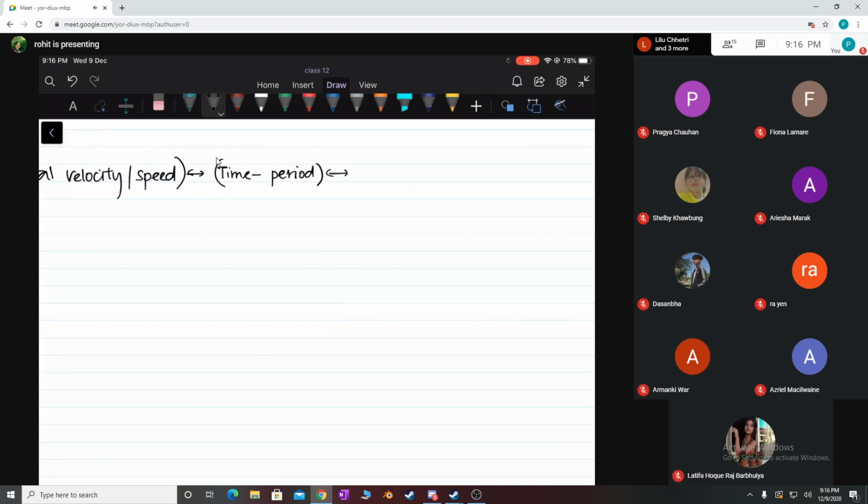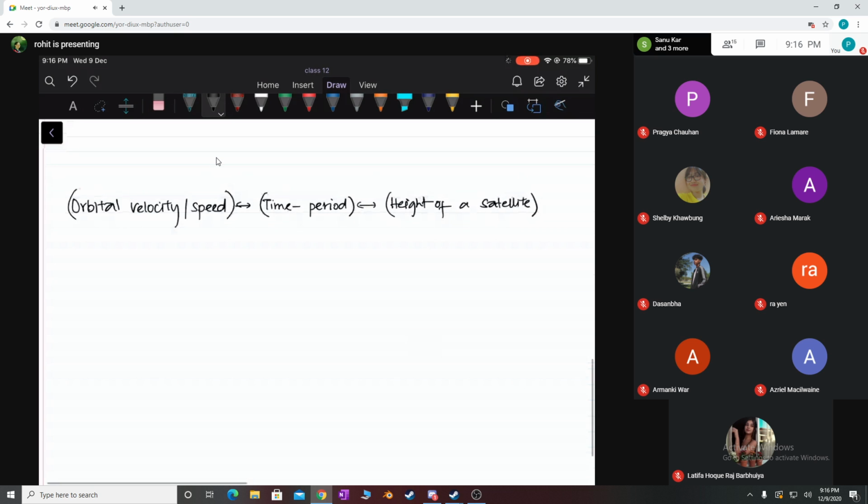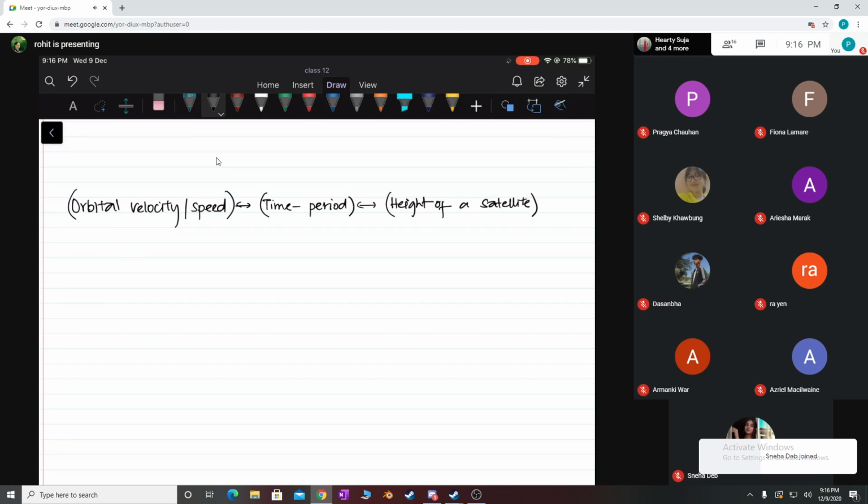The third thing we are going to calculate is the height of a satellite. And then I'll show you that you can apply these three formulas that we are going to derive in very many situations. So one by one, I'll show you what is going on. Please, if you have problems, please stop me.